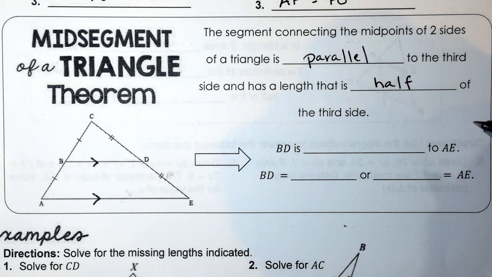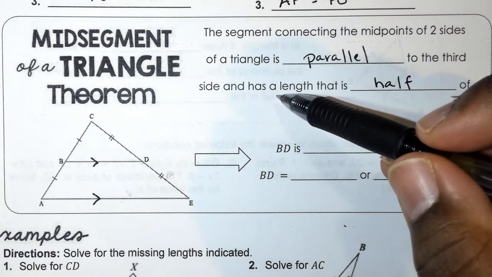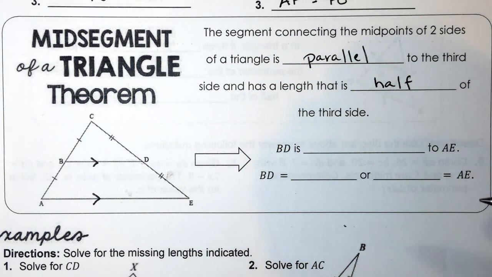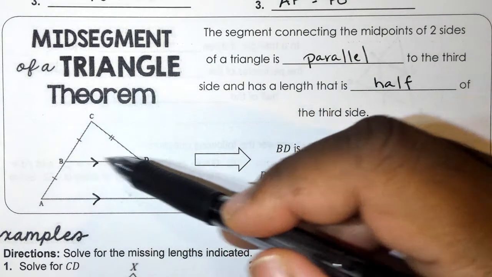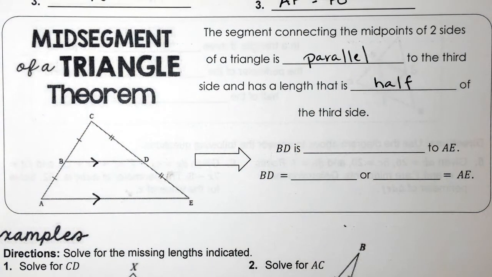That being the case, they're saying the mid-segment is half the length of that third side. So they're saying BD, whatever the length of BD, is half the length of this side that it's parallel to.